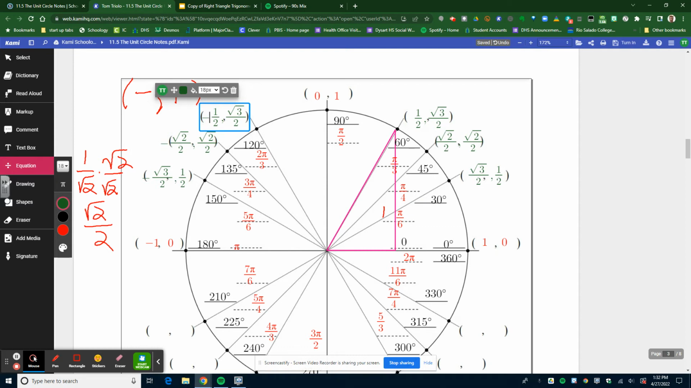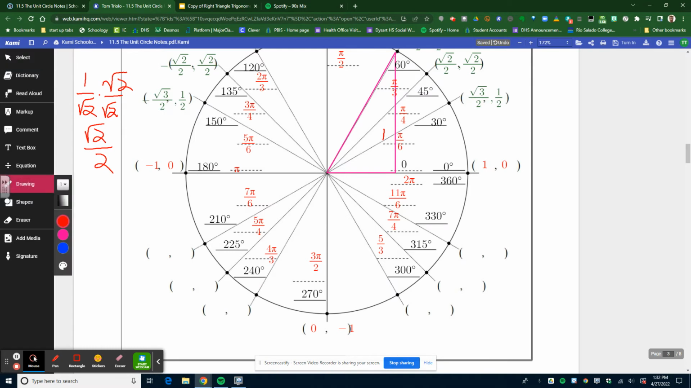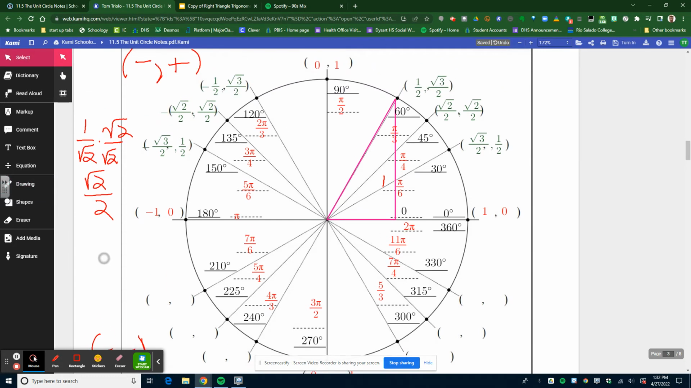Same numbers in the third quadrant, but instead of one of them being negative, they're both negative. So I'm just going to copy and paste from the top to the bottom. So this was the last one I did? Was that the last one? Or was 150 the last one?